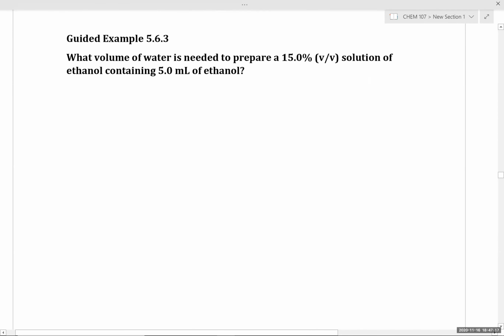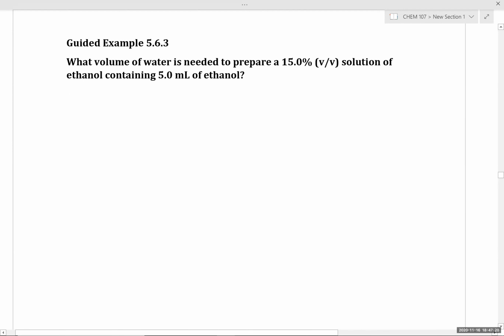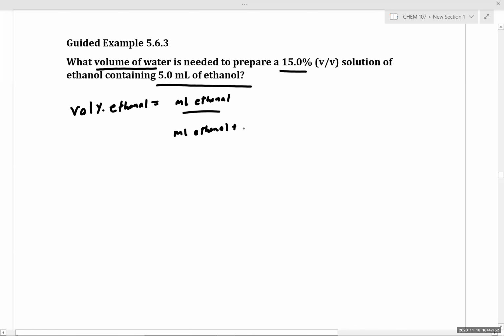So let's look at another version of a volume percent question. I'll showcase the first example and you'll work on a related example. In this case, we're asked what volume of water is needed to prepare a 15% volume over volume solution of ethanol containing 5 milliliters of ethanol. Okay, so let's write out what we know. The volume percentage of ethanol is equal to the milliliters of ethanol over the milliliters of ethanol plus the milliliters of water. That's our total volume of solution times 100%.